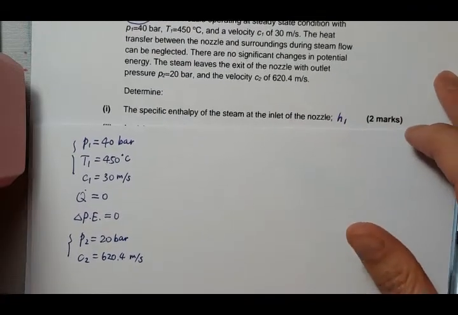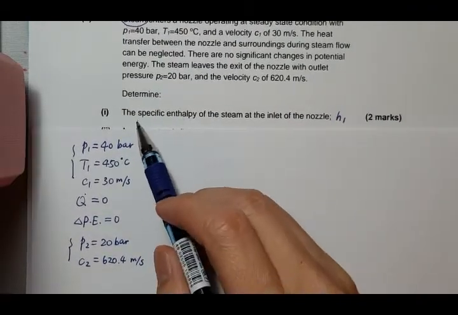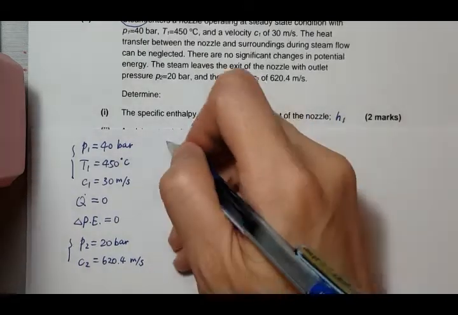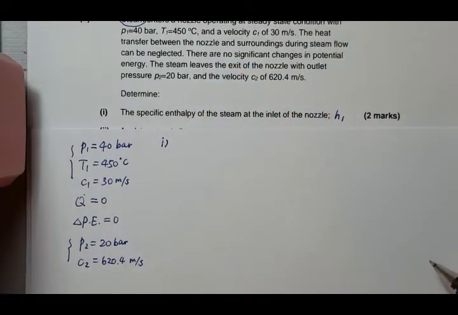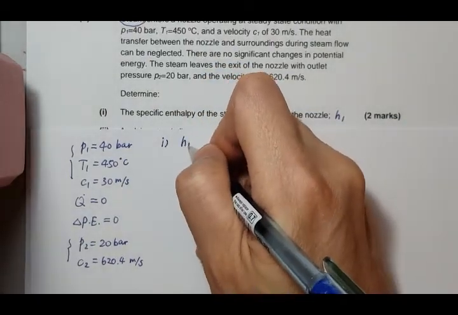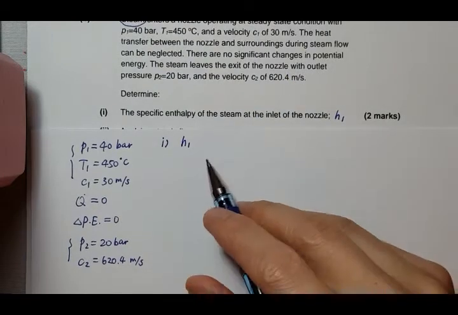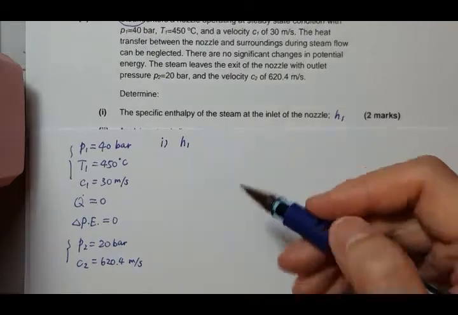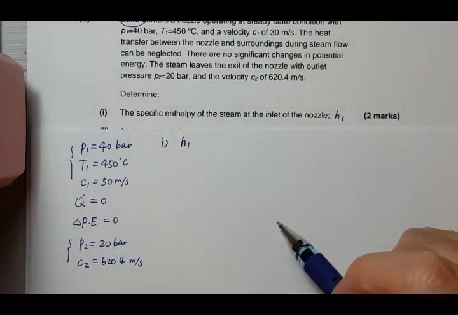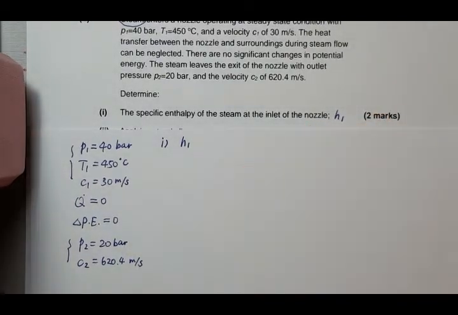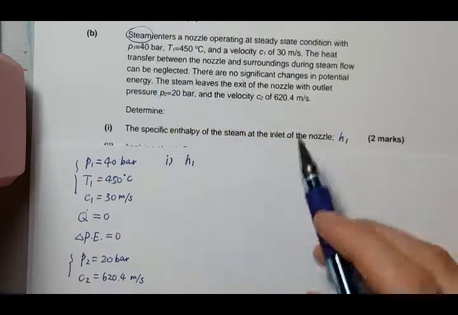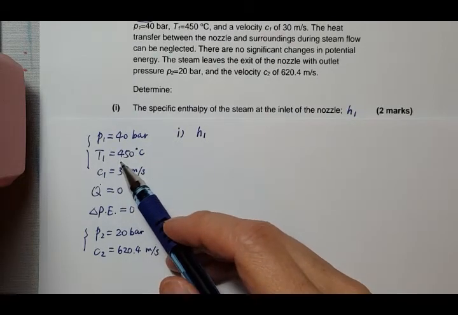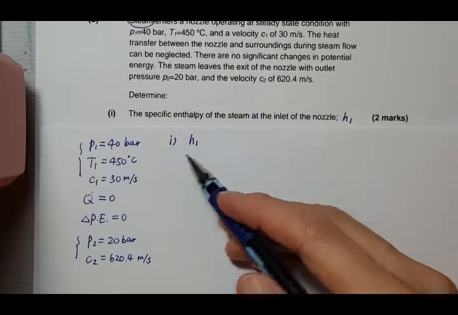First of all, we're going to determine the specific enthalpy of the steam at the inlet of the nozzle. So we're going to find out H1. As I said, this is not like an ideal gas, where we can use the ideal gas equation to calculate H1. But for steam, because we know the pressure, 40 bar, and the temperature 450, we need to make use of a steam table.